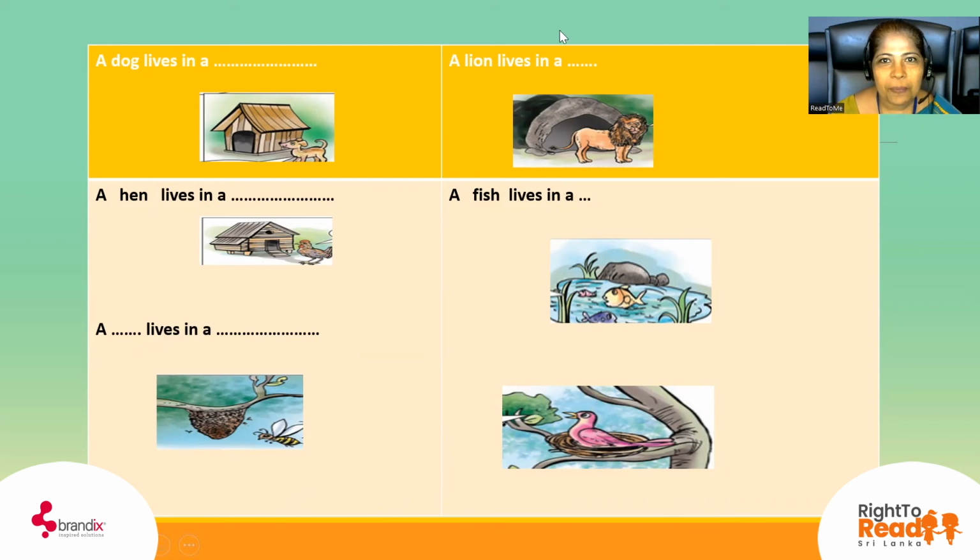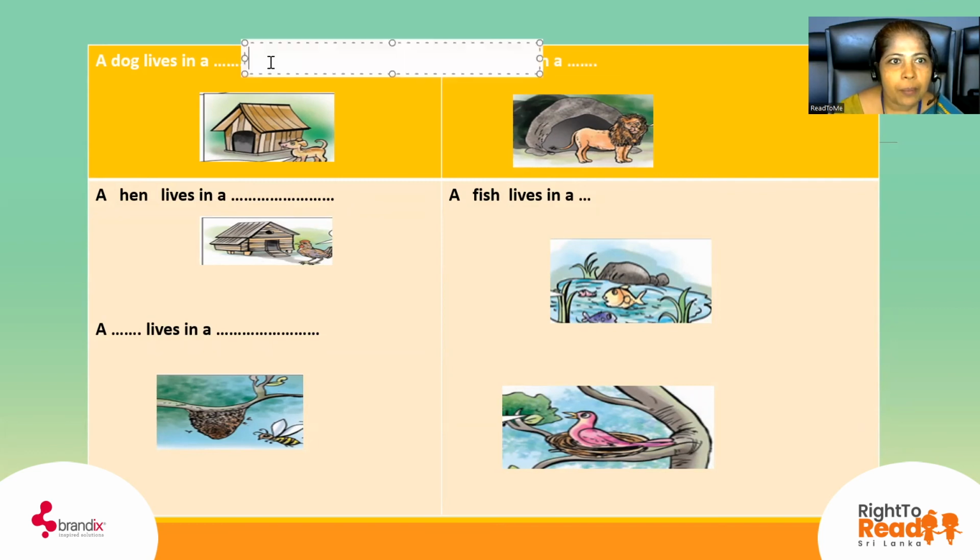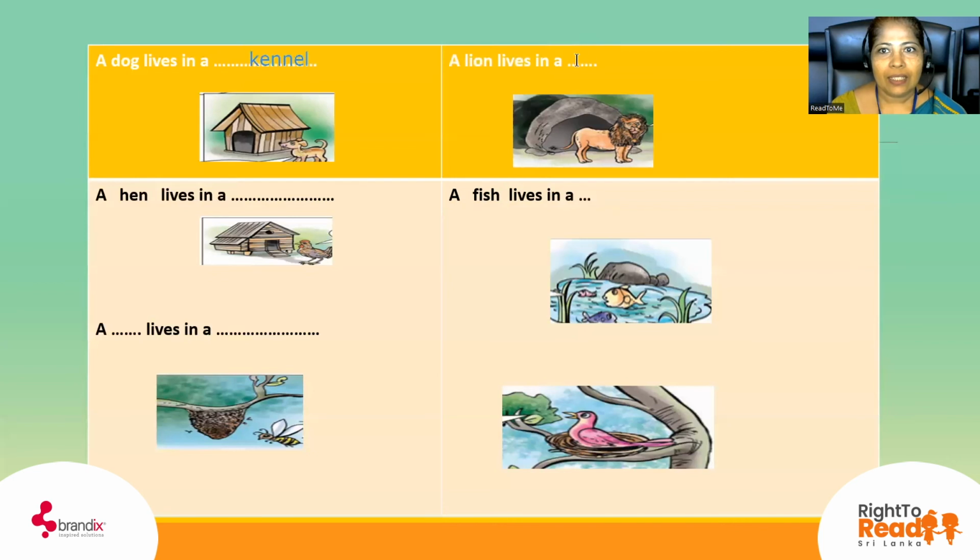Ready? Can I start? Here we go. So we are going to do it collectively. A hen lives in a, on top. The dog lives in a where? Can you spell it? K-E-N-N-E-L. Kennel. Got it? A lion lives in a? D-E-N. Den.